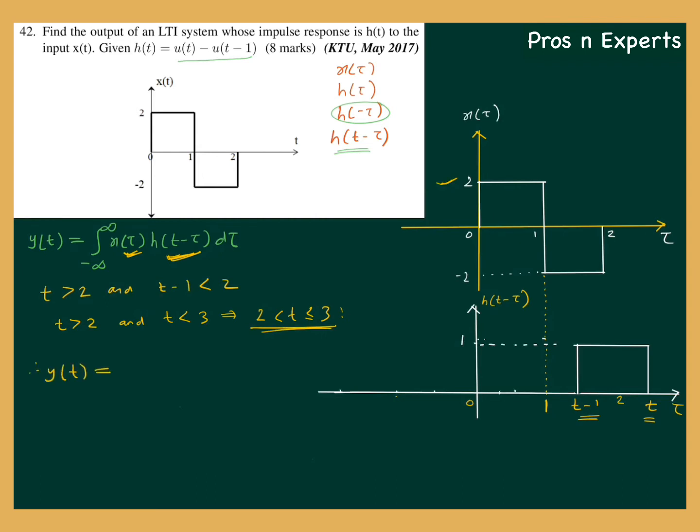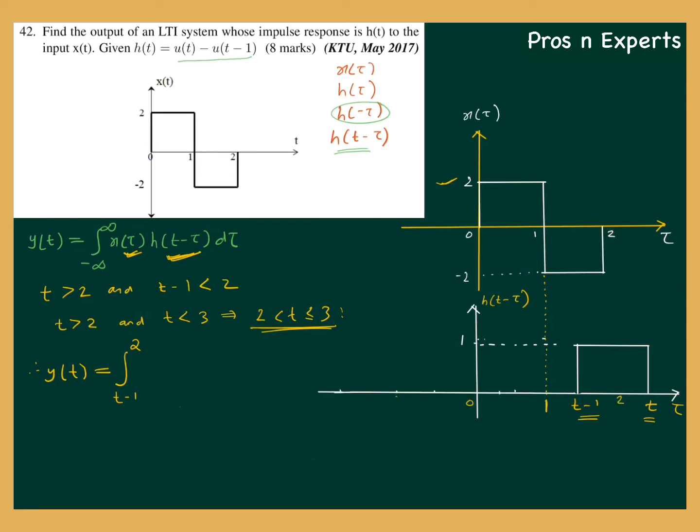Therefore y of t is equal to, what we need to look at first is the limit of this integration. You can see the limit where the product of these two signals remains non-zero is only from t minus 1 to 2. From t minus 1 these two signals are non-zero, up to 2 these two signals are non-zero. After 2 this is 0, before t minus 1 this one is 0. So the limit of integration is from t minus 1 to 2.